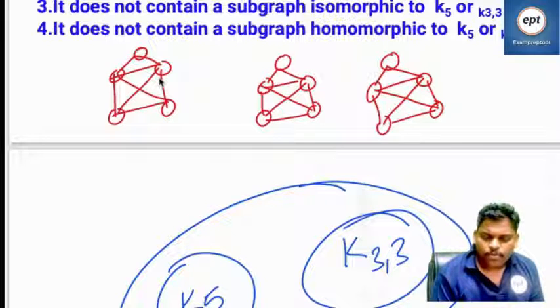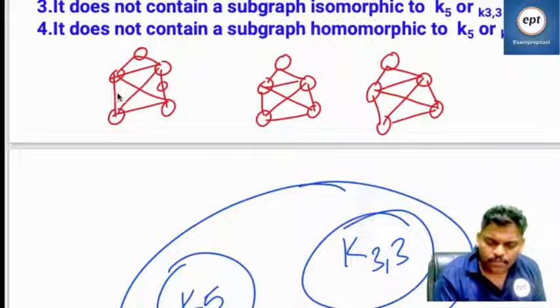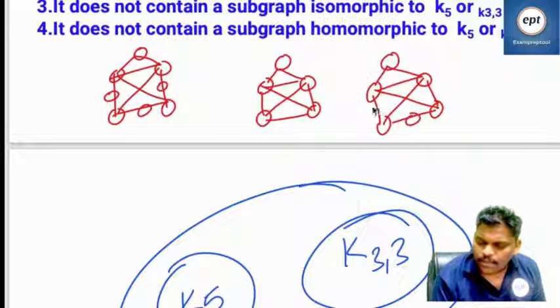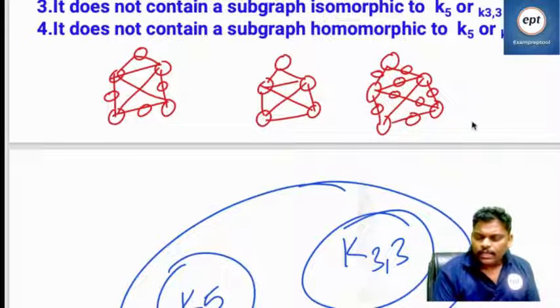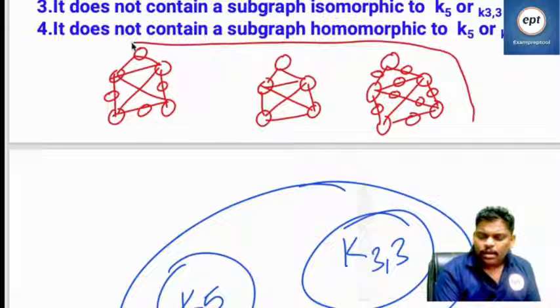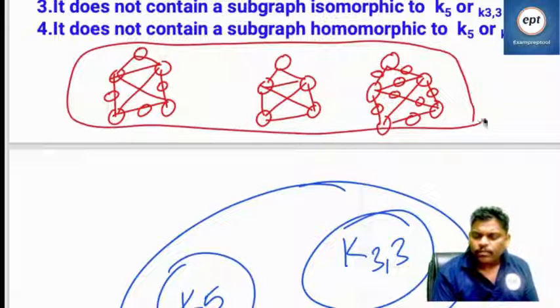Yeah, so please give an answer. In all these three diagrams, which one is isomorphic to K5?